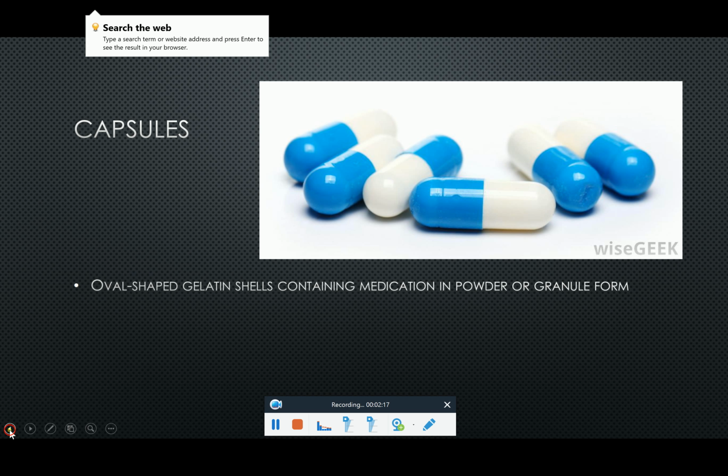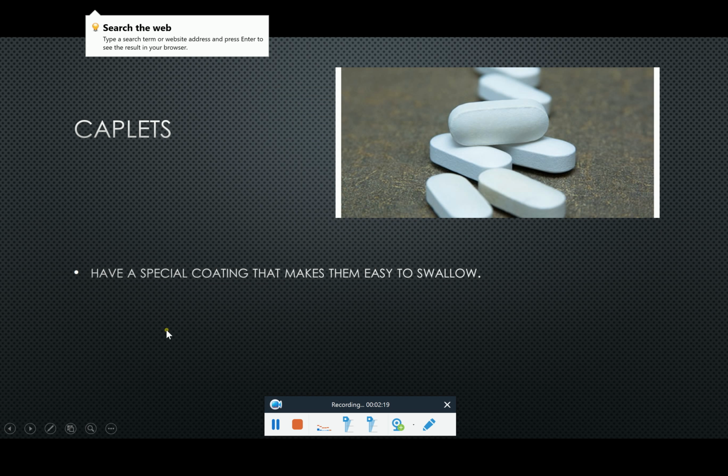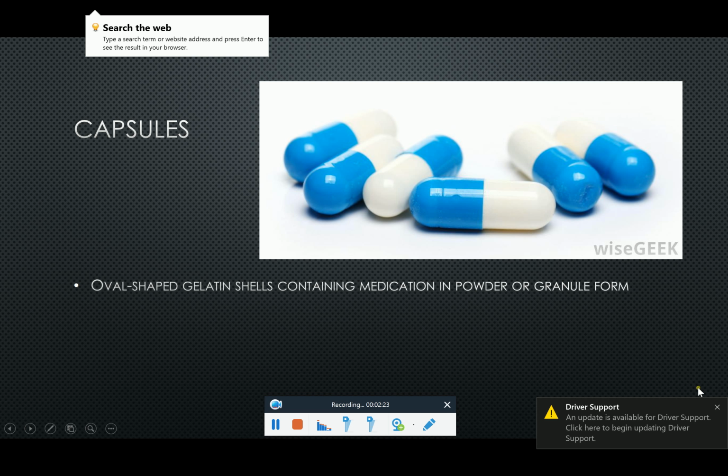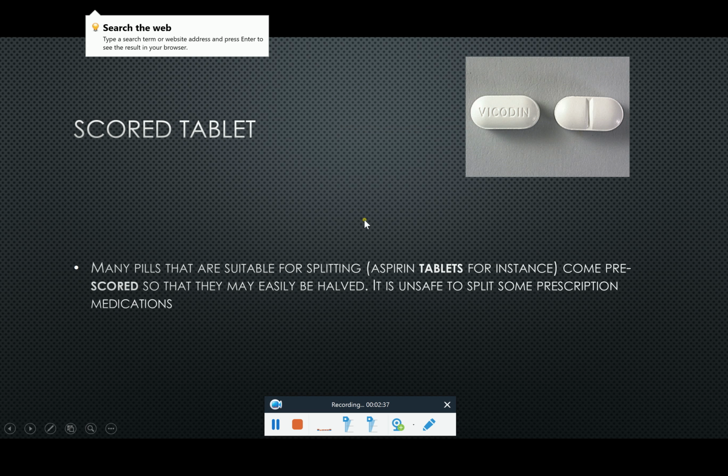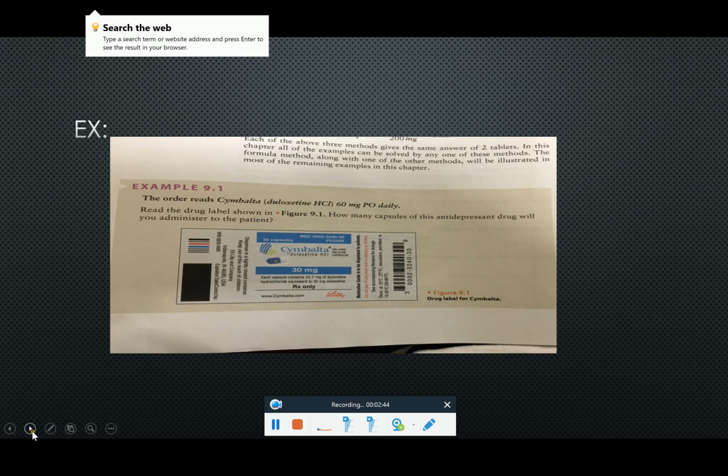So here's caplets. They have a special coating that makes them easy to swallow. Capsules are oval shaped and contain powder or granule form. Gel caps are liquid and are not designed to be opened. Scored is when you can cut them in half. They're easy to split.